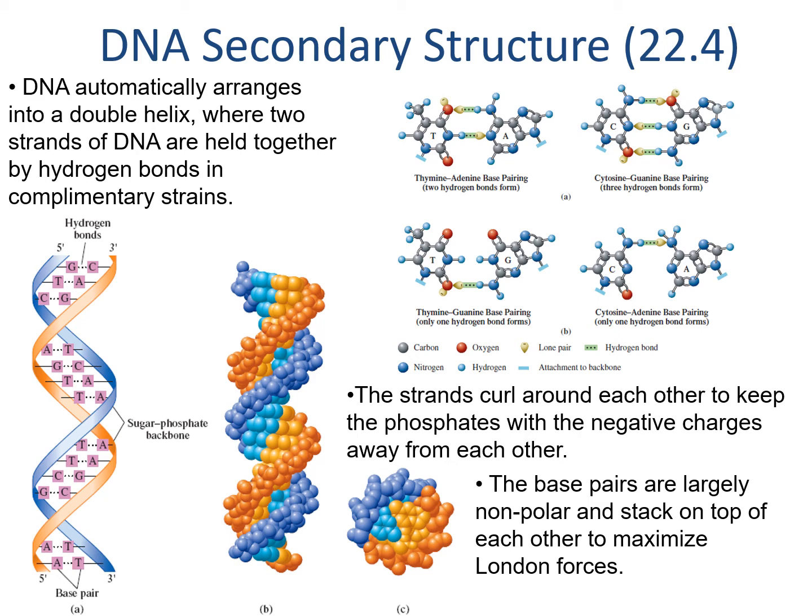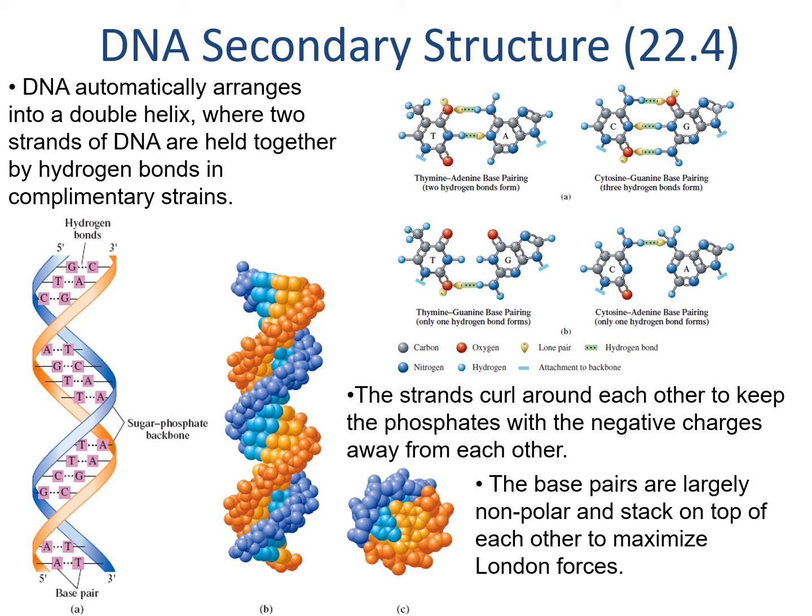DNA secondary structure, on the other hand, is relatively straightforward and important for how our bodies maintain consistent information across many generations in our genes. DNA will automatically arrange into a double helix, which is shown on the left. And in the double helix, 2 strands of DNA will be held together by hydrogen bonds between complementary strands.